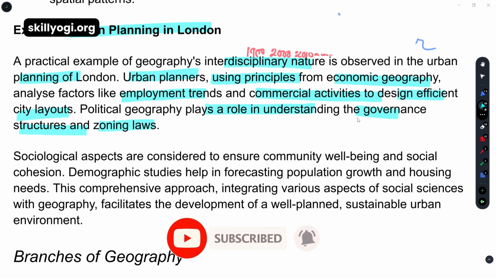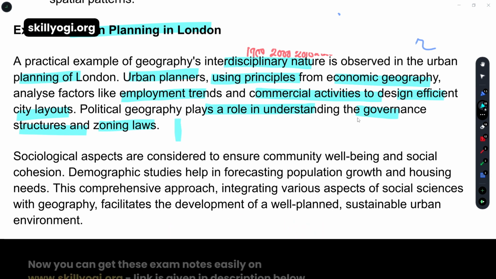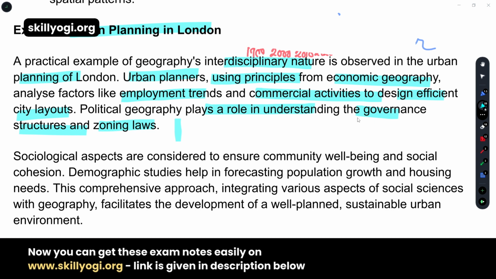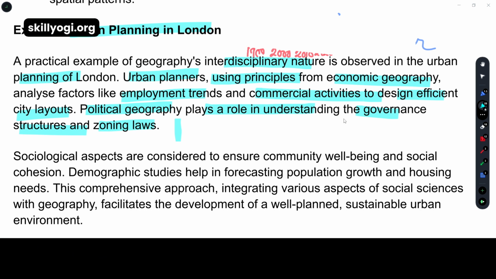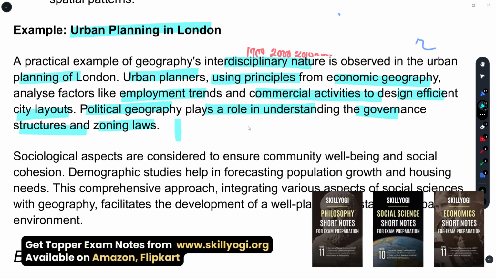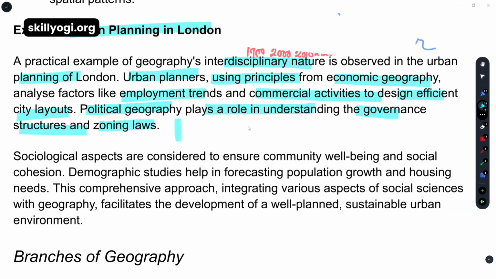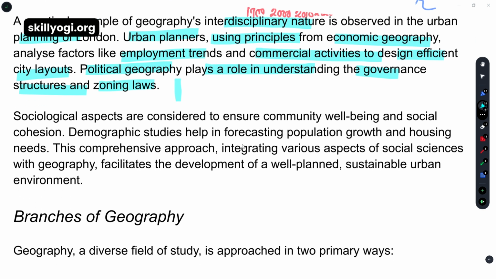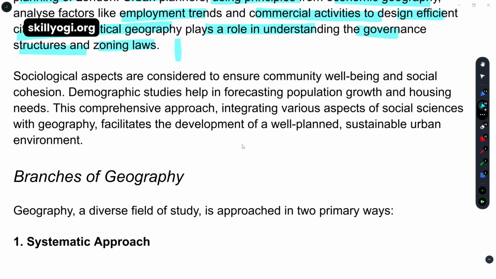Okay, what is political geography? If we are describing political geography, we have different boundaries, different places, different limits. So political geography plays a pivotal role in understanding the governance structures and the zoning laws, through which we can have the boundary, and why the boundaries are there. The India-Pakistan boundary, the India-Afghanistan boundary, political geography also concerns this.